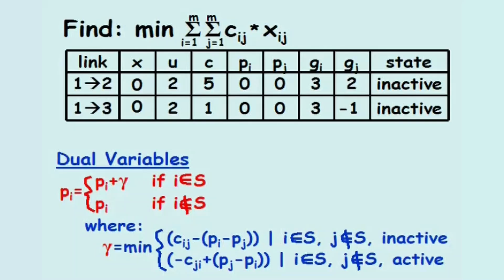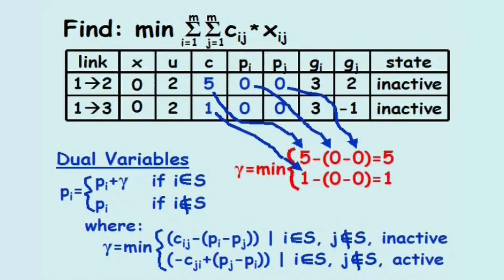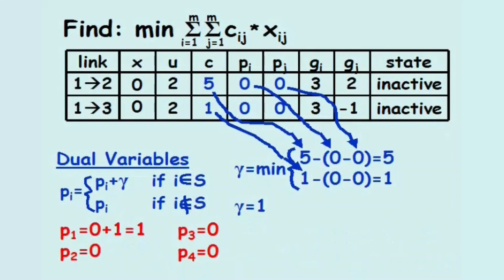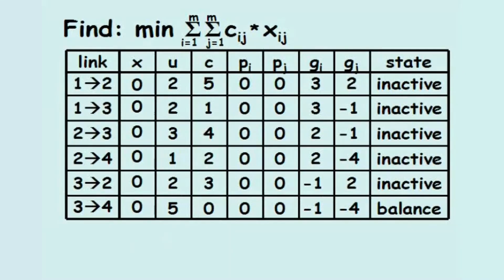The dual variables for all nodes contained in set S are incremented by a quantity gamma, where gamma is a function of the link cost and dual variables for all inactive links flowing out of set S and all active links flowing into set S. Plugging in the variables for the two inactive links exiting set S, gamma equals 1. Therefore, the dual variable at node 1 is incremented by 1, and the dual variables at nodes 2, 3, and 4 remain unchanged. Returning to our table of values, after the first operation, P1 increases from 0 to 1, and link 1, 3 changes state from inactive to balanced.